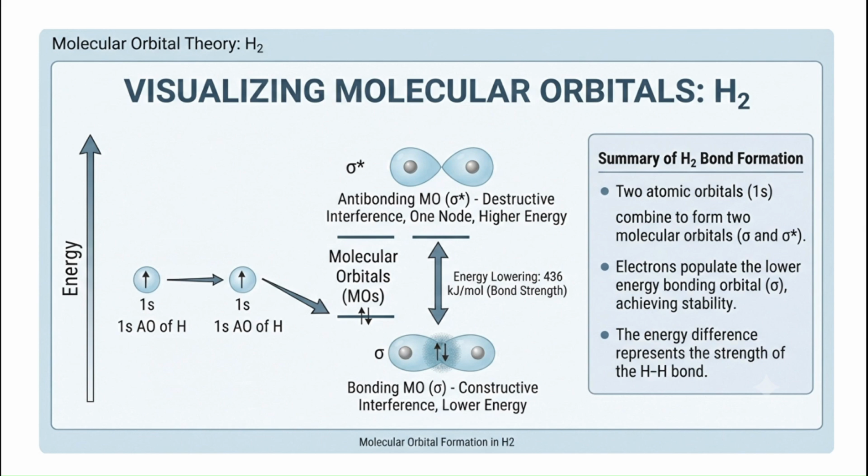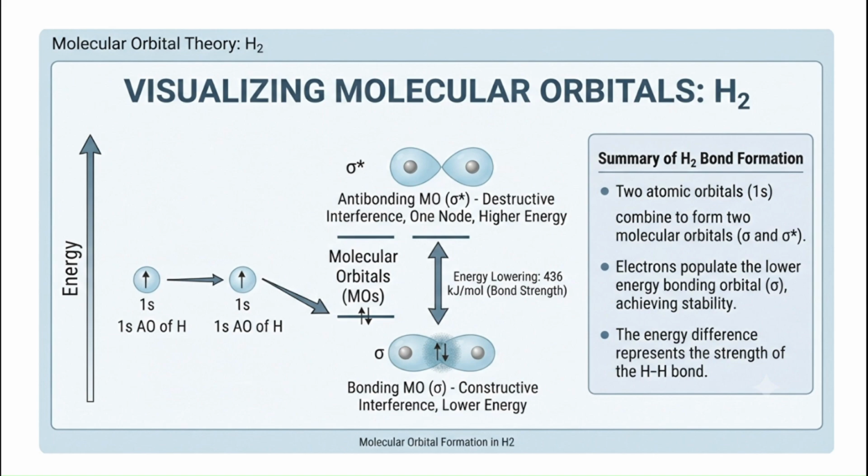Both electrons occupy the bonding MO in order to achieve a lower energy state. This lowering in energy is the essence of the bond. For an H-H bond, the lowering in energy is equivalent to 436 kilojoules per mole. This energy corresponds with the bond strength of an H-H bond.